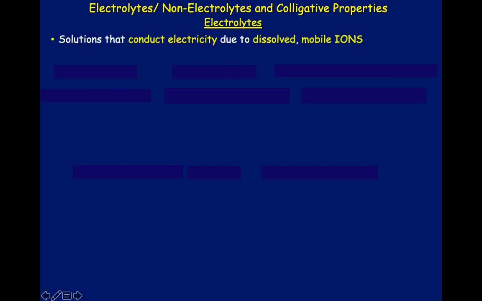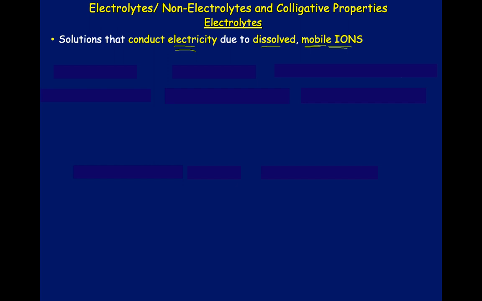So what we want to do is look at these types of compounds and realize that an electrolyte is simply a solution that has dissolved ions in it. Okay, and again, these dissolved ions are mobile and they're going to be moving. And they have the ability to conduct an electrical current.